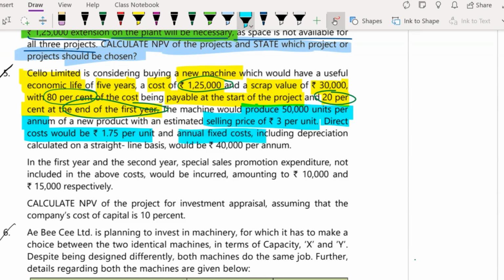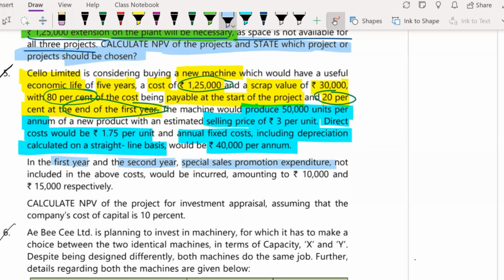Then an annual fixed cost, including depreciation calculated on a straight line basis, would be 40,000 per annum. Here they are telling you that in the first year and in the second year, special sales promotion expenditure, which is not included in the above given cost, would be incurred amounting to 10,000 and 15,000 respectively. So in the first year they will incur a cost of 10,000 and in the second year a cost of 15,000 for sales promotion.